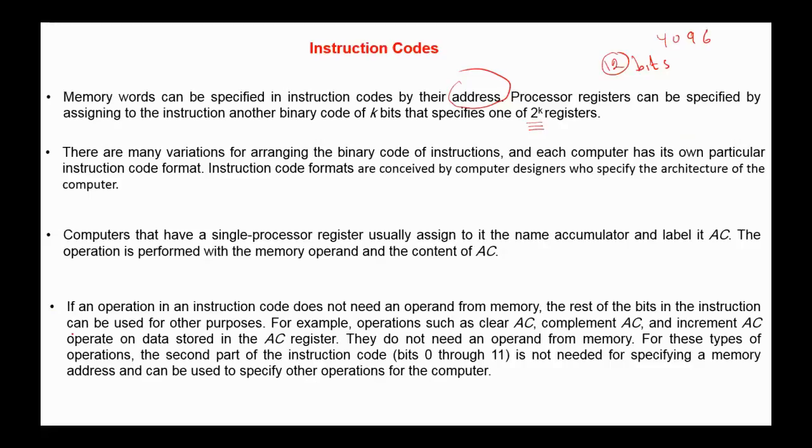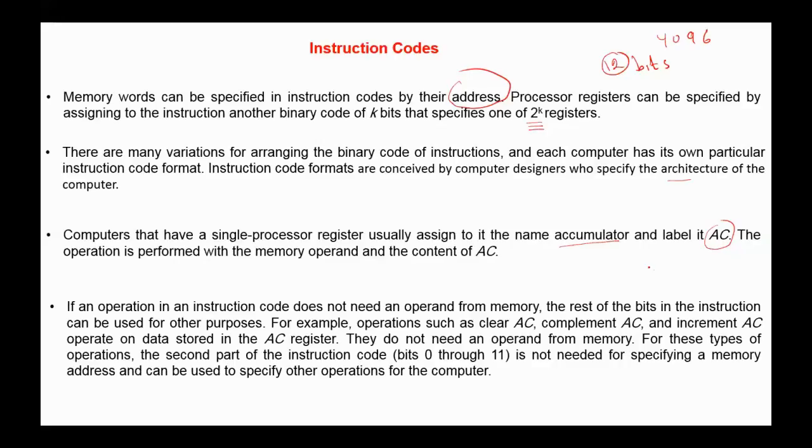There are many variations for arranging the binary code of instructions, and each computer has its own particular instruction code format. Instruction code formats are conceived by computer designers who specify the architecture of the computer. Computers that have a single processor register usually assign to it the name accumulator and label it AC. The operation is performed with the memory operand and the contents of the accumulator.